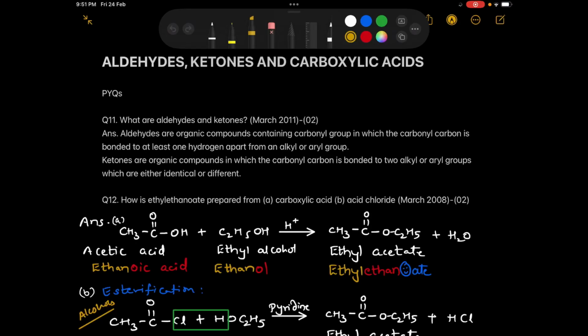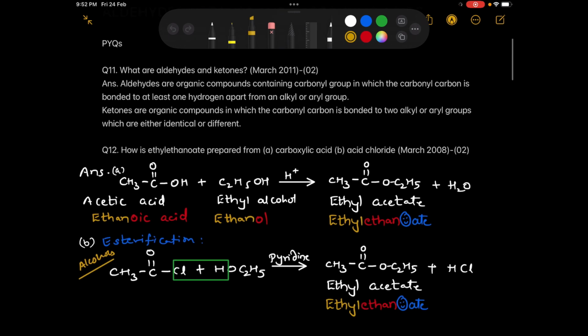Hello students, let's discuss a few more questions on aldehydes, ketones and carboxylic acids. What are aldehydes and ketones? This had appeared in March 2011 for 2 marks. Aldehydes are organic compounds containing carbonyl group in which the carbonyl carbon is bonded to at least one hydrogen apart from an alkyl or aryl group. Ketones are organic compounds in which the carbonyl carbon is bonded to two alkyl or aryl groups which are either identical or different. Let's move on to the next question.